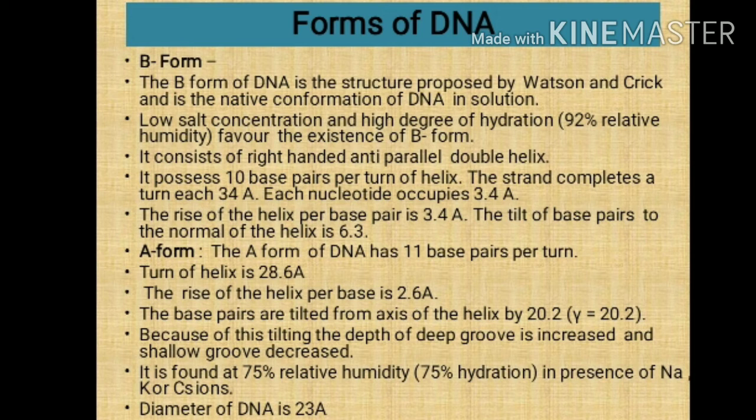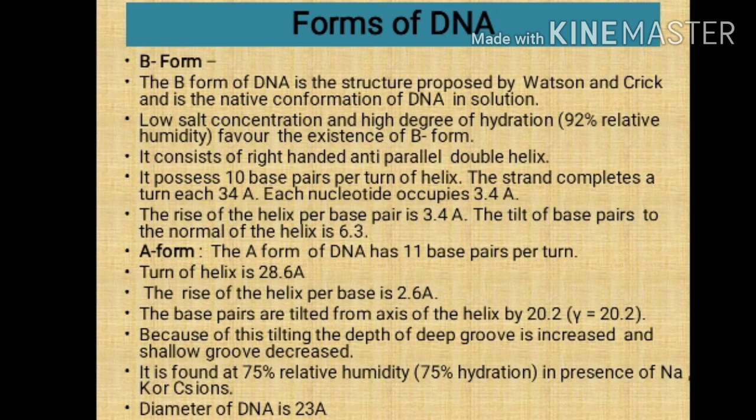B form of DNA is the structure proposed by Watson and Crick and is the native conformation of DNA in solution. Low salt concentration and high degree of hydration. High degree of hydration and low salt concentration at 92% relative humidity favors the existence of B form of DNA. B form is a right-handed anti-parallel double helix. B form contains 10 base pairs per turn of helix.